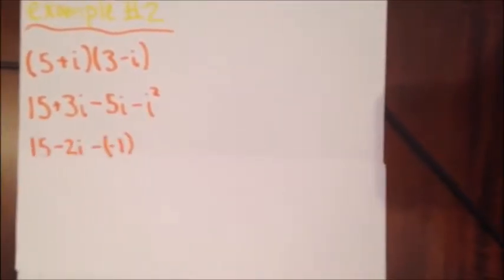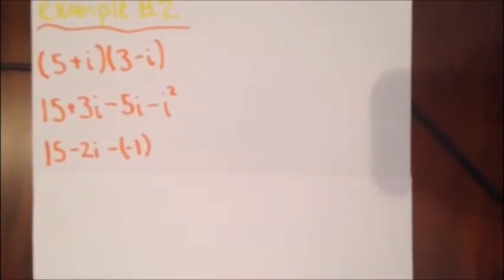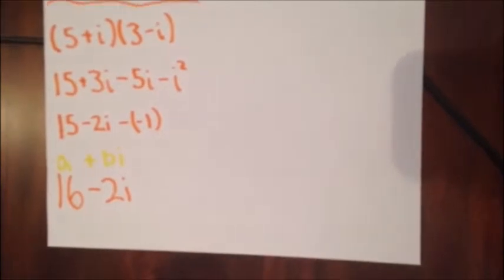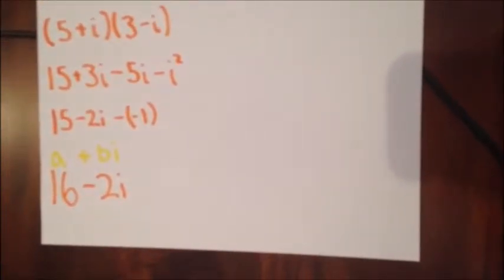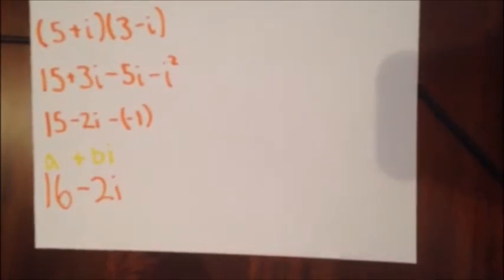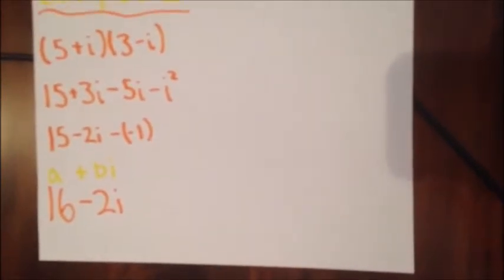Example 2. Here we have 5 plus i times 3 minus i. Now we FOIL it, and we have 15 plus 3i minus 5i minus i to the second power. We simplify it more, and we have 15 minus 2i minus negative 1. Our end result is 16 minus 2i, also correlating with the a plus bi complex form.